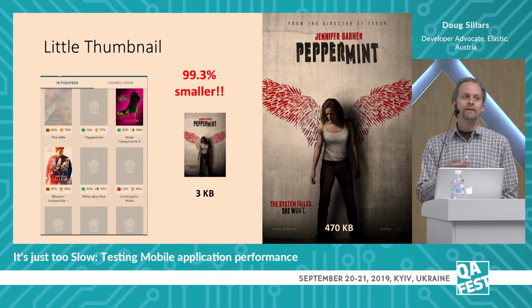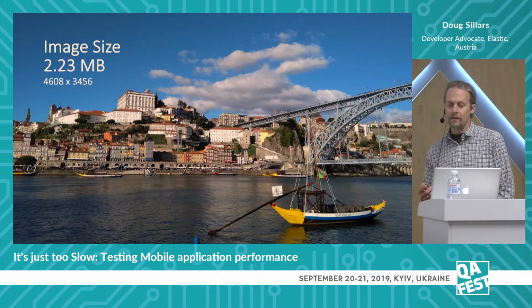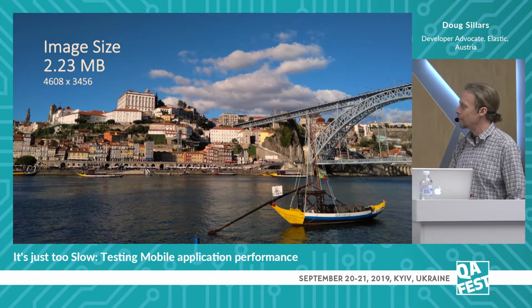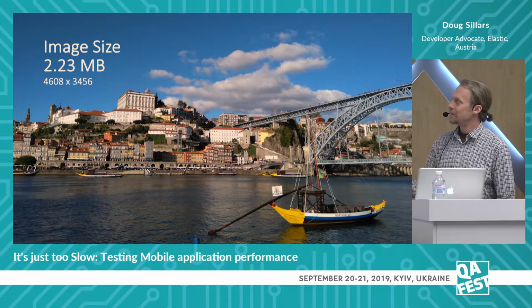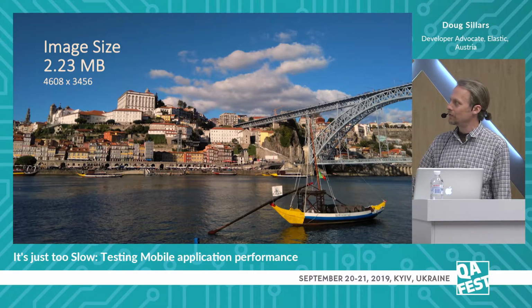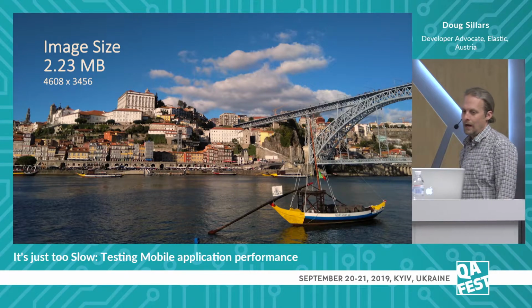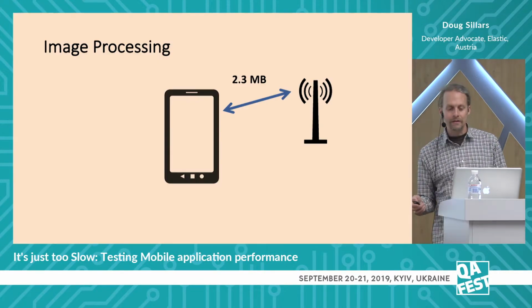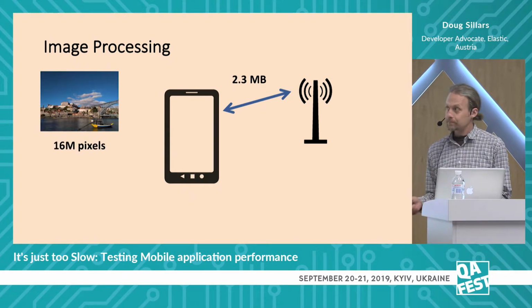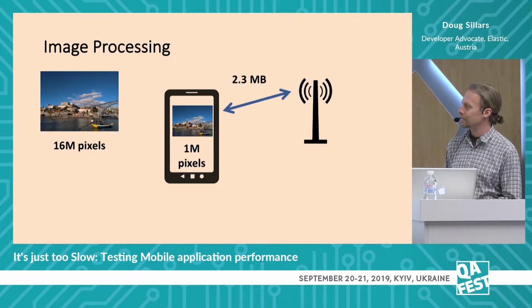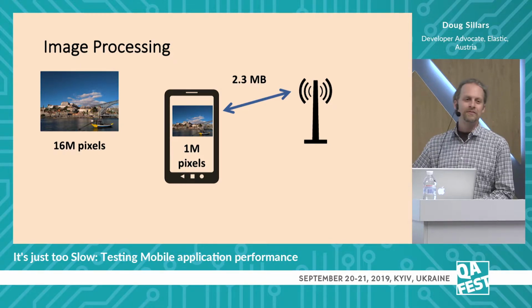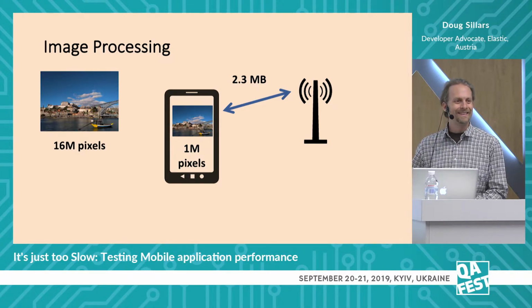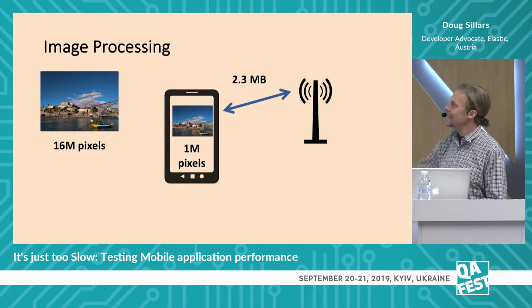So let's talk about different ways we can optimize images. So this is a picture in Portugal. The original image on my phone was 16 megapixels, 2.2 megabytes. And one of the issues you have, if you send down a 16 megapixel image to a mobile phone, the phone gets those 16 million pixels and has to throw away 15 million of them to get it onto the screen, right? So you have to pay to download all of it, right?